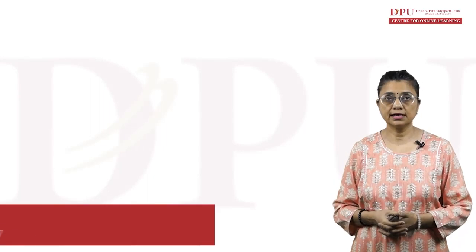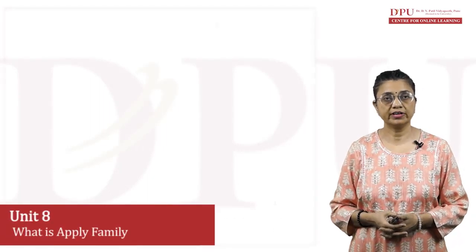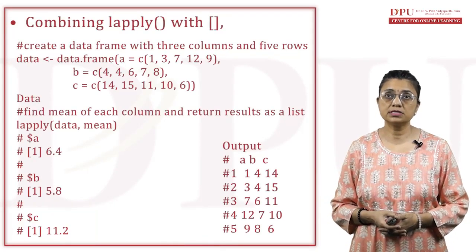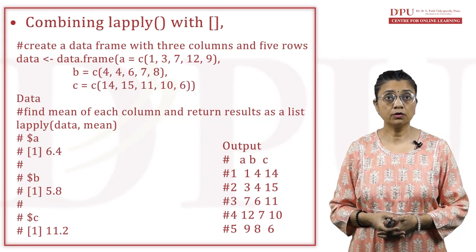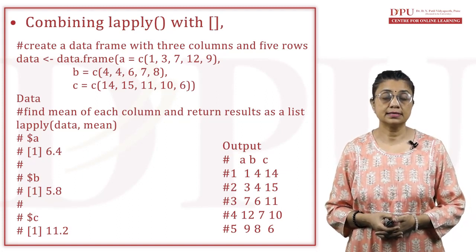We can see that the data is there. We have created it with the help of a data frame variable, and the output you can see on the right hand side shows what is there in the data. Now we have to find the mean of each column and return the results as a list.